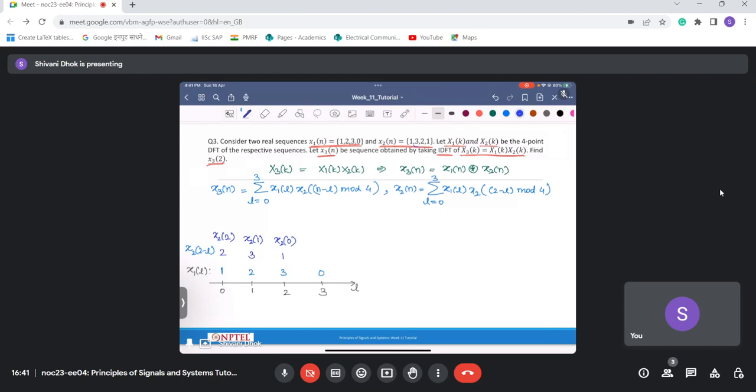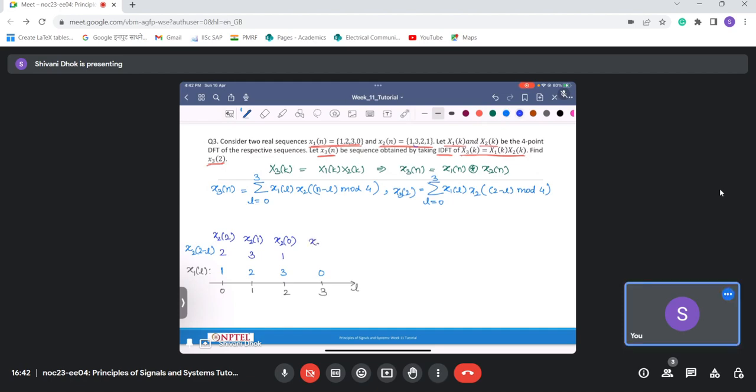Hello, madam. Yeah. Madam, just one clarification. In the above step, it is x3 of 2, right? The above, you have written x2 of n is equal to, just can you, yeah. Yeah, thank you. It is x3 of 2, right? Yeah. Okay, thank you, madam. Yeah. Thank you.